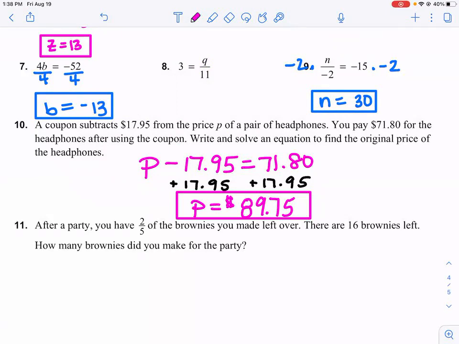Side by side. Does that make sense? It is. I'll keep that up here.